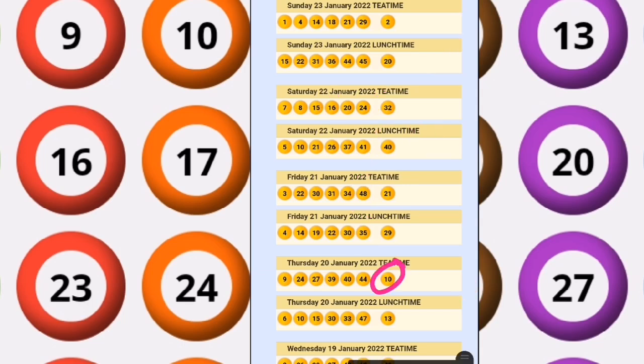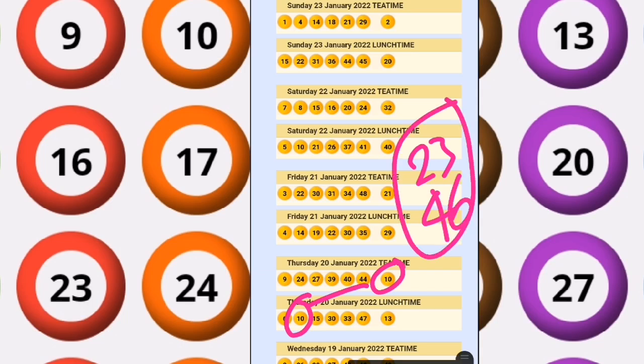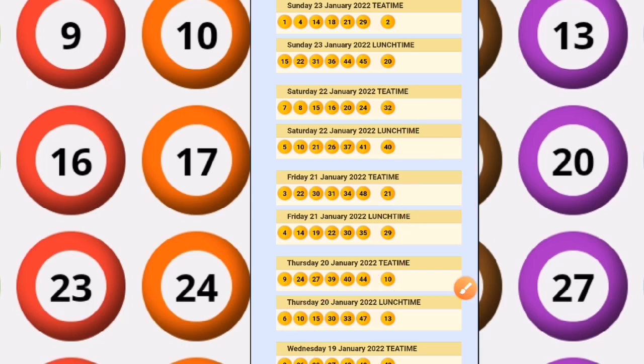So we have this number here, and we have 10 there, and we also have 10 here. We have not forgotten our possible bankers to drop, which are 23 and 46, guys. I don't know why these two numbers are being delayed. But hopefully one of these numbers or two of them will drop on today's draw, lunch or tea time. Okay, so that is it.